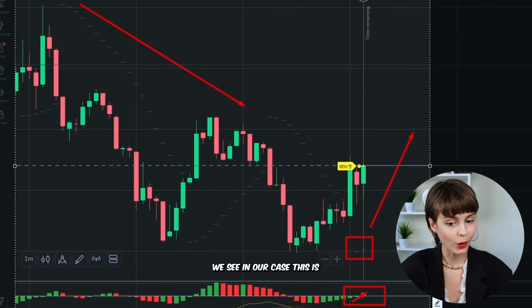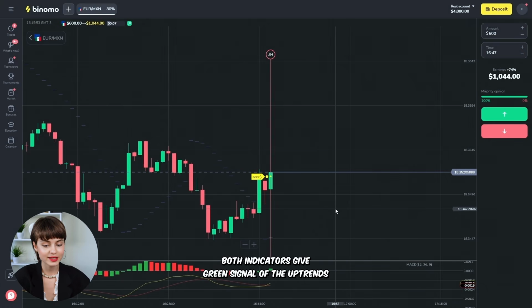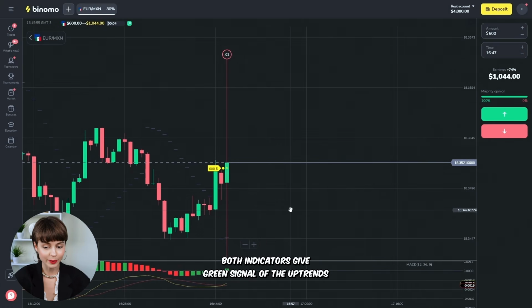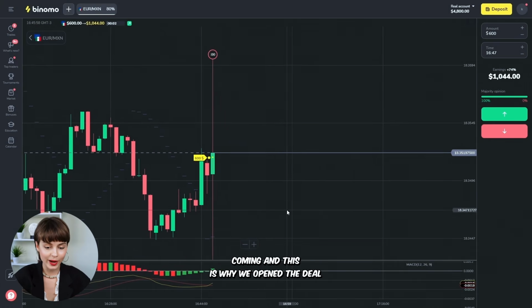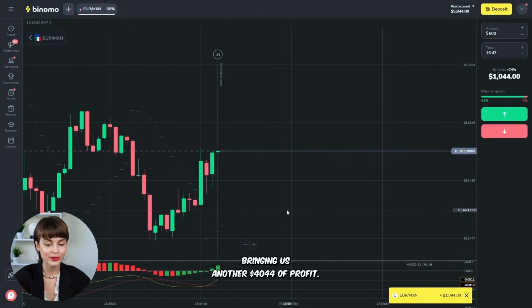We see in our case, this is what's happening on the chart. Both indicators give a green signal of the uptrend coming, and this is why we opened the deal right here. And great, now it's closed, bringing us another $4,044 of profit.